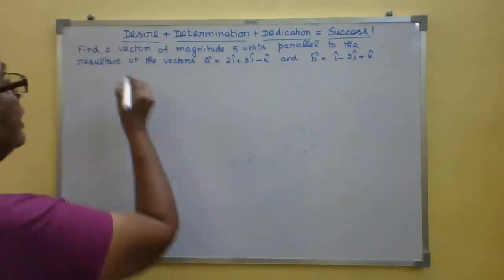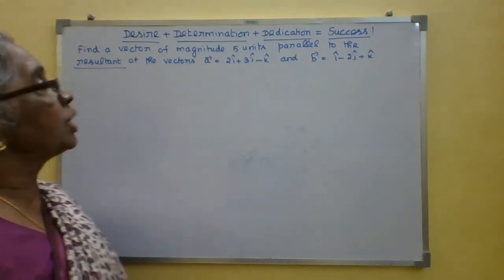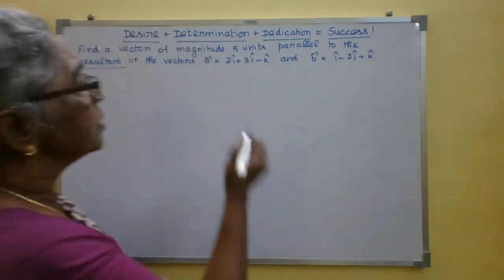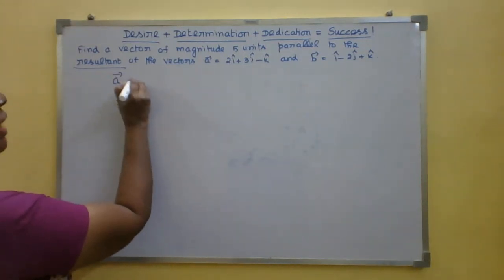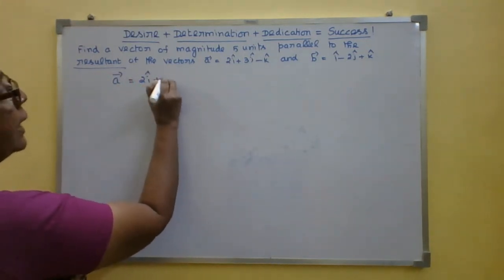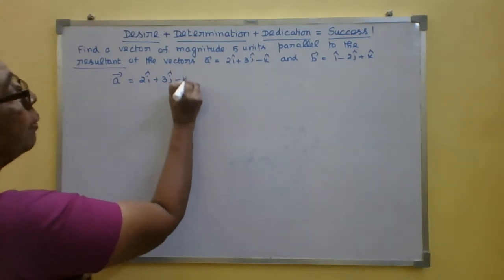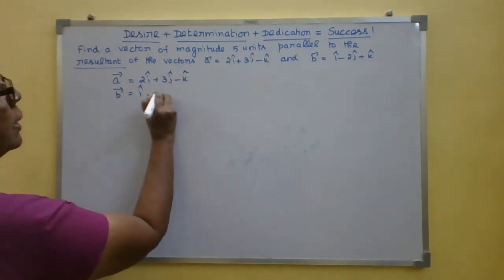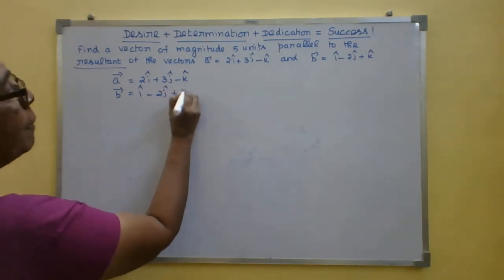First you should know the meaning of this resultant. Resultant means actually it is the sum of the vectors. That is what it means. So first, a vector is given. Let us write a vector is equal to 2i cap plus 3j cap minus k cap. B vector is equal to i cap minus 2j cap plus k cap.